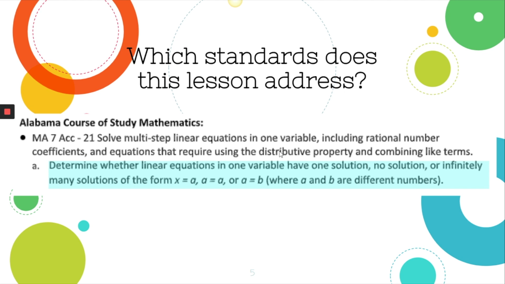One thing I'd like to emphasize, this is once again a Math 7 Accelerated Standard number 21, and this is the part you want to focus on. Determine whether linear equations in one variable have one solution, no solutions, or infinitely many solutions in the form of x equals a, a equals a, or a equals b, where a and b are different numbers.